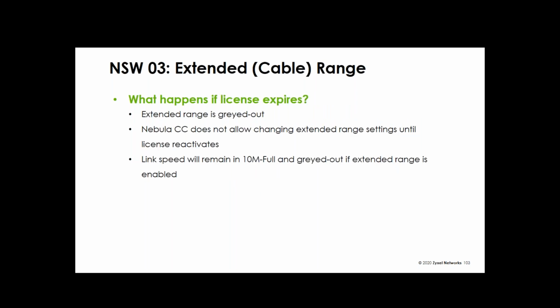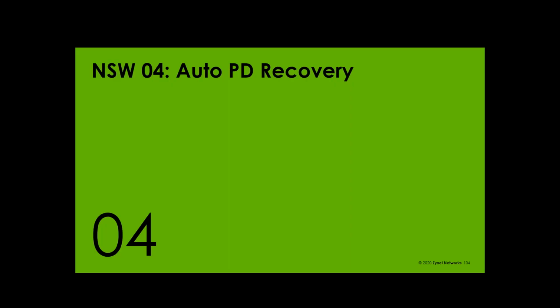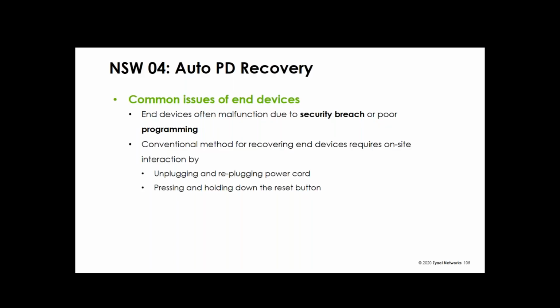Once again, these are the rules for what happens if the license expires, because this is a professional feature. The extended cable length range gets grayed out. It does not allow you to change that, but the link will remain at 10 meg and it will carry on working as a feature, but you won't be able to change the configuration.